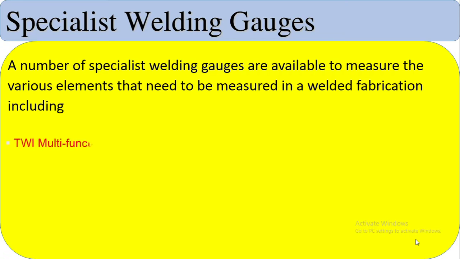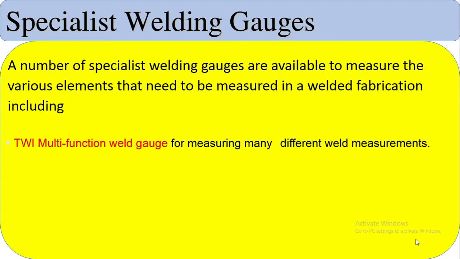First, the TWI multifunction welding gauge for measuring many different weld measurements. The TWI multifunction weld gauge is a very important weld gauge, and it is the best one. I have also used it in every project, and you can get various different weld measurements from that gauge.